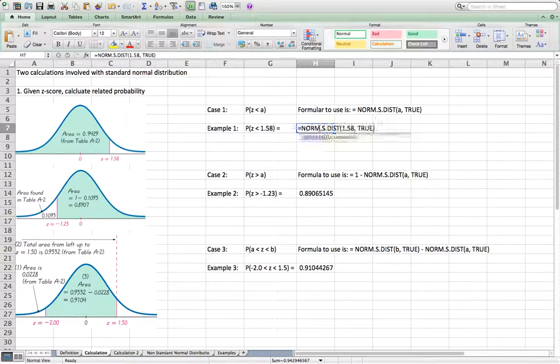So the formula we use is this: NORM.S.DIST(1.58, TRUE). Now this TRUE can be replaced by 1. 1 means TRUE, TRUE means 1 in this case.